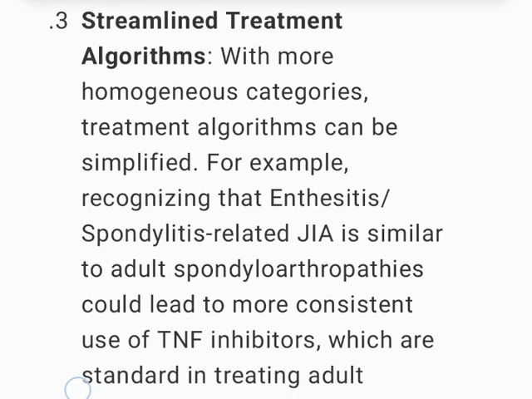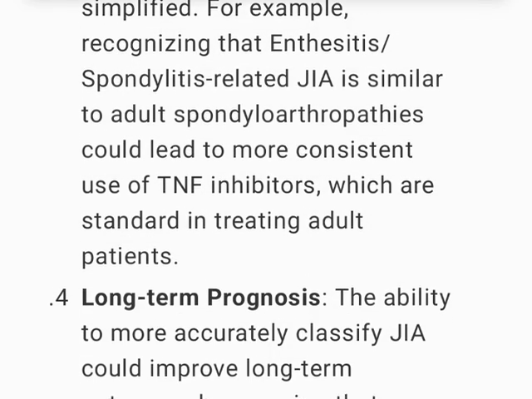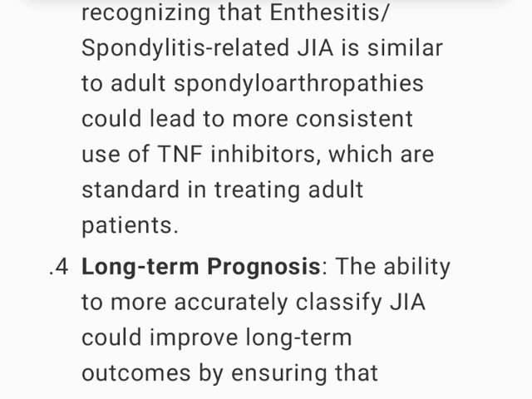3. Streamlined treatment algorithms. With more homogeneous categories, treatment algorithms can be simplified. For example, recognizing that enthesitis spondylitis related JIA is similar to adult spondyloarthropathies could lead to more consistent use of TNF inhibitors, which are standard in treating adult patients.